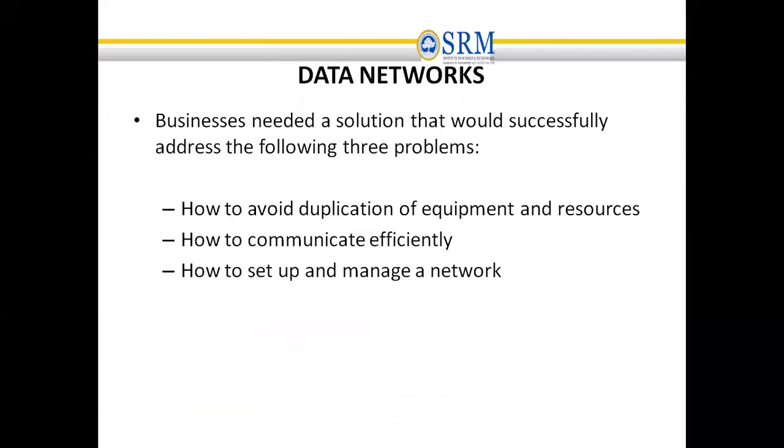So, knowing what data networks are: they are nothing but a network that interacts on the basis of data. Various data networks do exist, and there are three major problems that occur in a data network. Number one is how to avoid duplication of equipment and resources. Number two is how to communicate efficiently between the devices in a network. And number three is how to set up and manage a network.